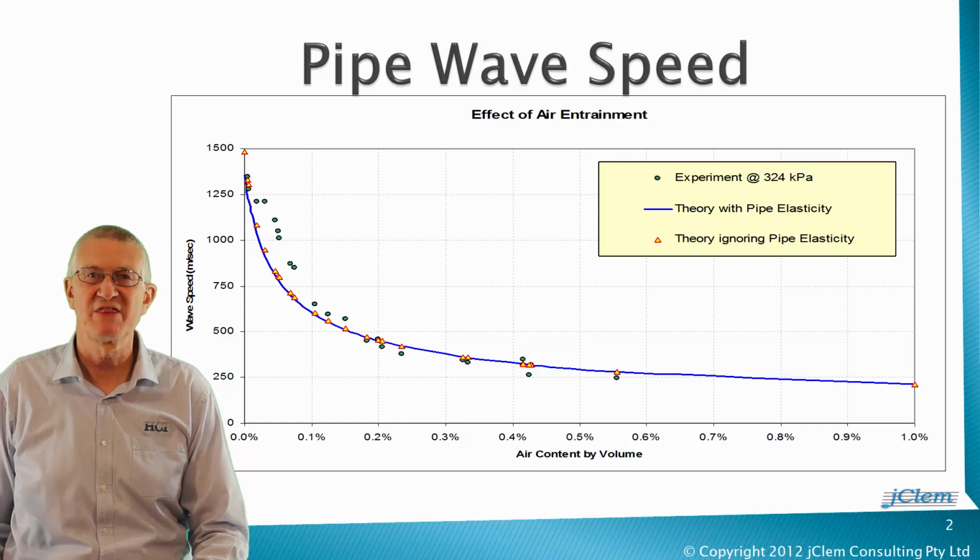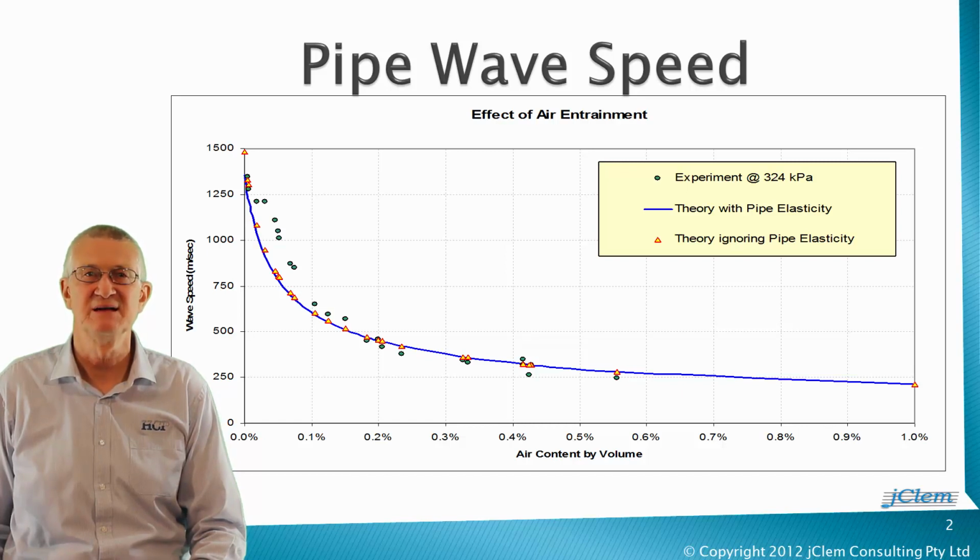Pages 34 and 35 in your workbook summarize the essence of Wiley and Streeter's explanation of how pipe wave speed is affected by the presence of air bubbles. This slide shows how well Wiley and Streeter's formulae relate to research experiments. Note how an extremely small percentage of air bubbles drastically reduces the pipe wave speed. Let's take a closer look at how to calculate the blue line in this slide using a spreadsheet.